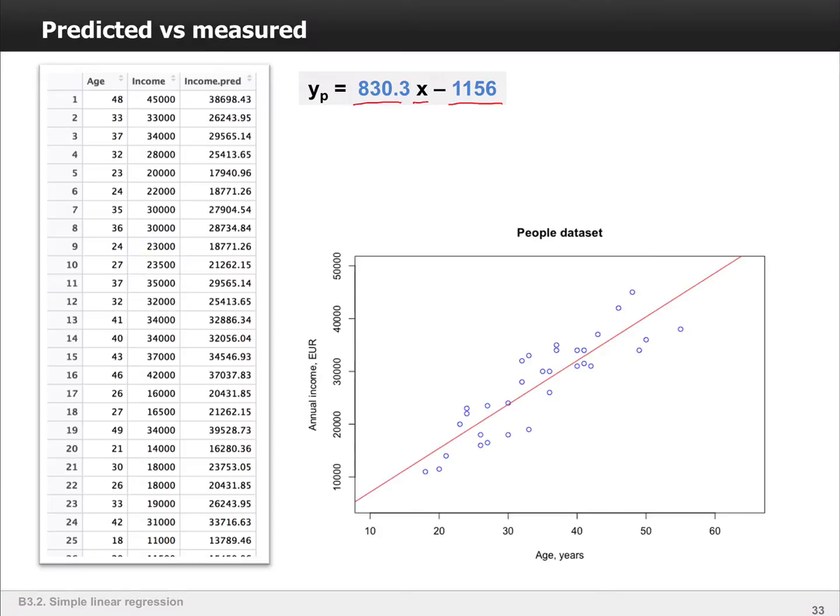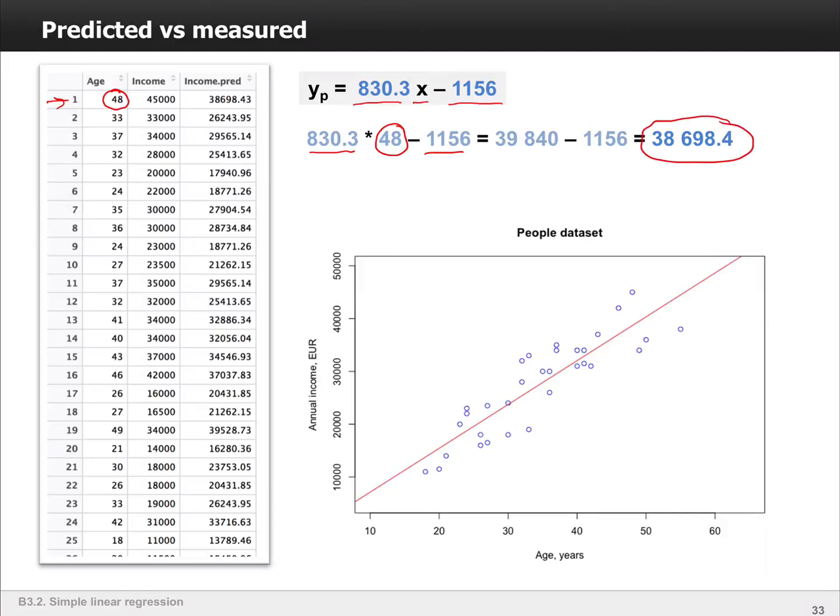Now let's use this model for making some calculations. I take the first record, and you can see that the age of this person is 48 years. I multiply it by the slope, and then subtract the intercept. If I do all the calculations, that's the value I've got. So that's the predicted value. I made a column with predicted values, so you can see it here. You can also see that the real value is 45,000. So the predicted value is smaller by approximately 7,000 than the real value. And then you can repeat this for every record and get the predicted values.